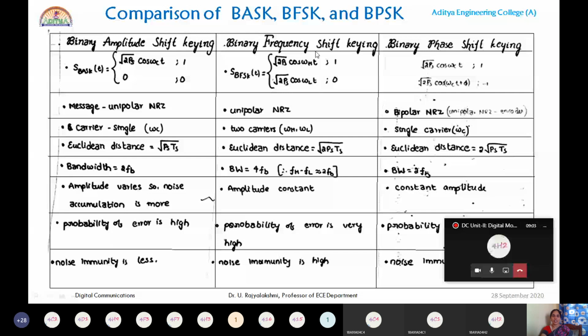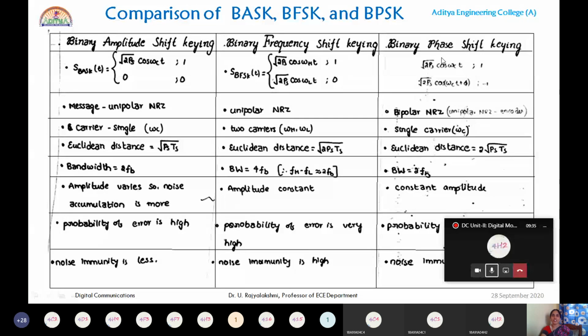In binary FSK, what is the definition? Ac cos 2 pi fH t for data bit 1 and Ac cos 2 pi fL t for data bit 0. And in PSK, we'll have two phase changes. For data bit 1, you will have the same phase as the carrier, and for data bit -1, you will have a 180 degrees phase shift.